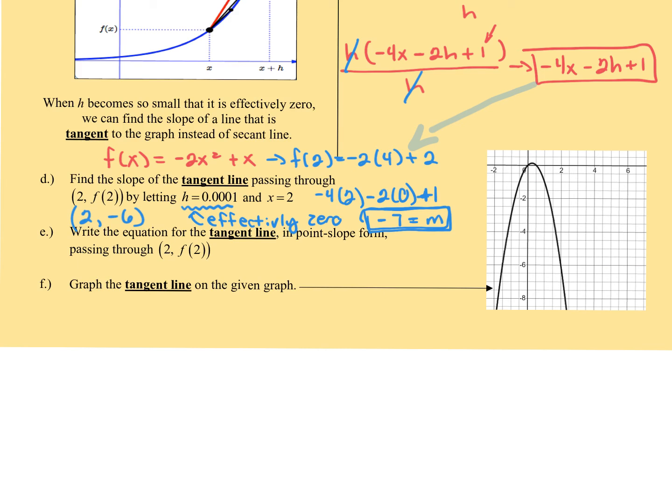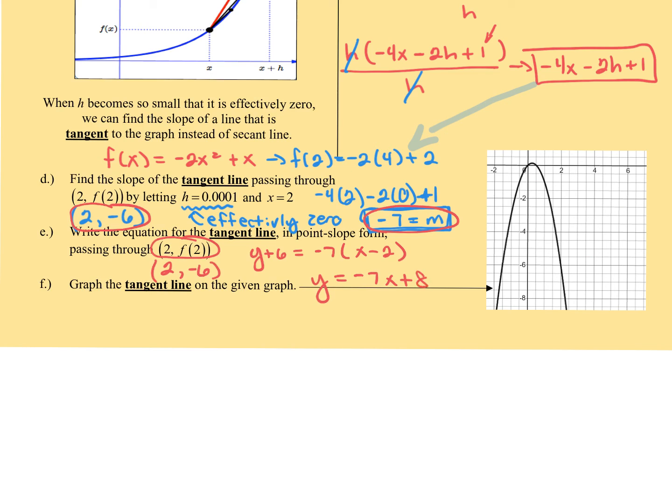So now, in terms of writing our line, we have our point and we have our slope. We have the two things we need to write the equation of a line. You can see here again, this is going to be the same point, (2, f(2)), which is the point (2, -6). And then when we go to write our line in point-slope form, we can say y + 6 = -7(x - 2). And if I want to clean that up, I can go ahead and rewrite that in slope-intercept form, and it would become y = -7x + 8.